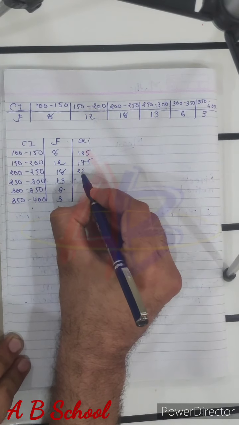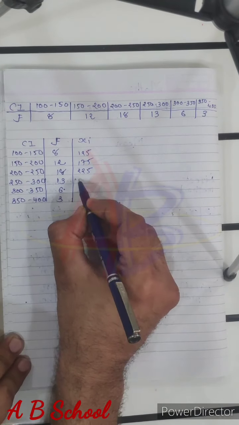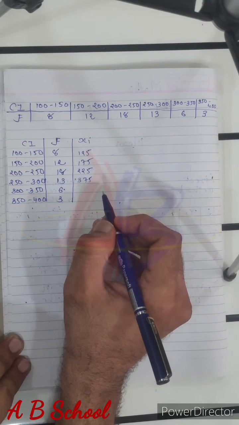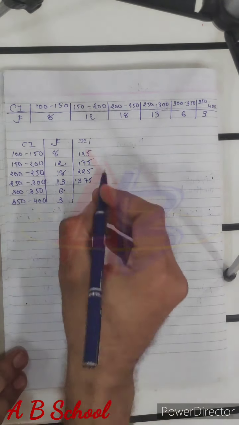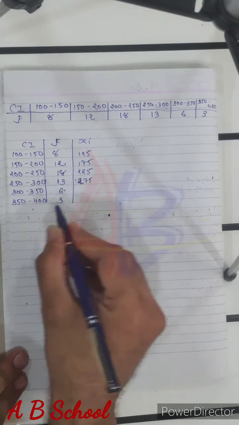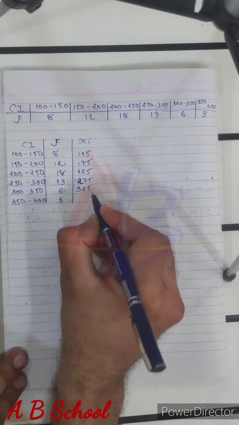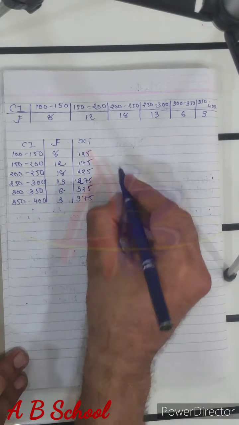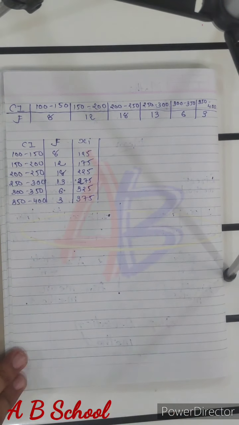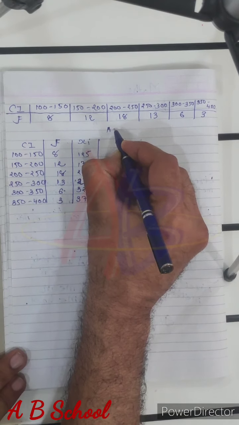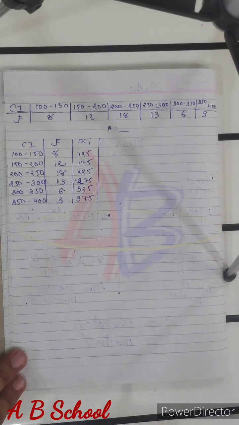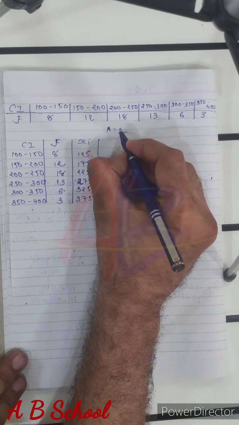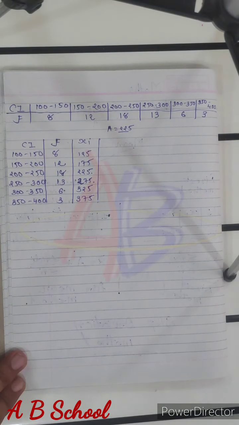Now 175, 225, 275, this is 325 and 375. This is our xi. So now the next step is we need to assume one number as the mean. So here there are 6 numbers, 225 and 275 are the central values. Let me take 225 as the assumed mean.